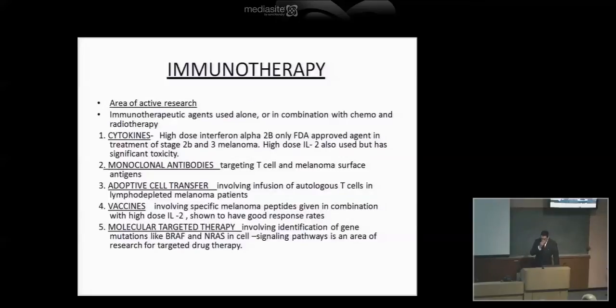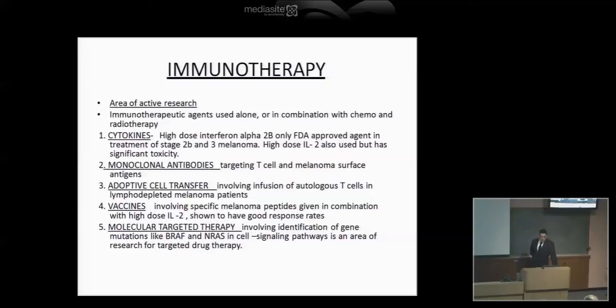An area of future interest in melanoma and what is being studied is immunotherapy, which is using immunotherapeutic agents either alone or in combination with chemotherapy or radiotherapy to see if they would have any benefit for advanced stage melanoma patients. There are 5 immunotherapeutic agents that have been studied and are still an area of active research. The first one is cytokines, of which high-dose interferon alpha is the only FDA-approved agent. High-dose IL-2 is also used and actually also appears on the boards or the app site as being used for adjuvant therapy for melanoma. Then monoclonal antibodies targeting T cells and melanoma surface antigens.